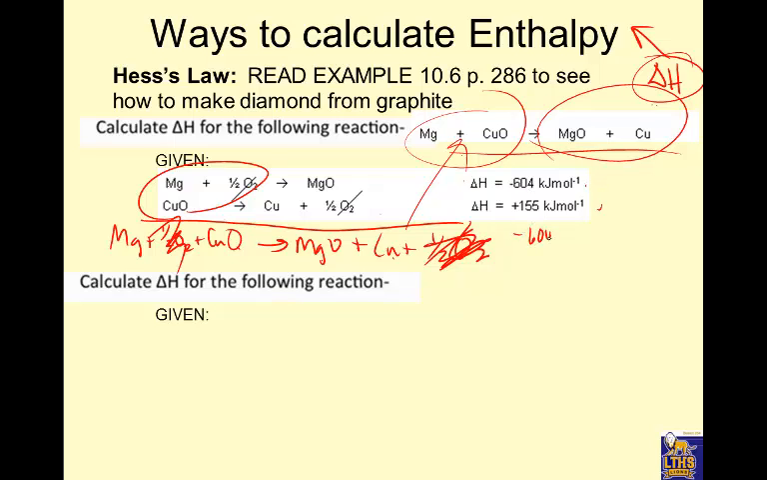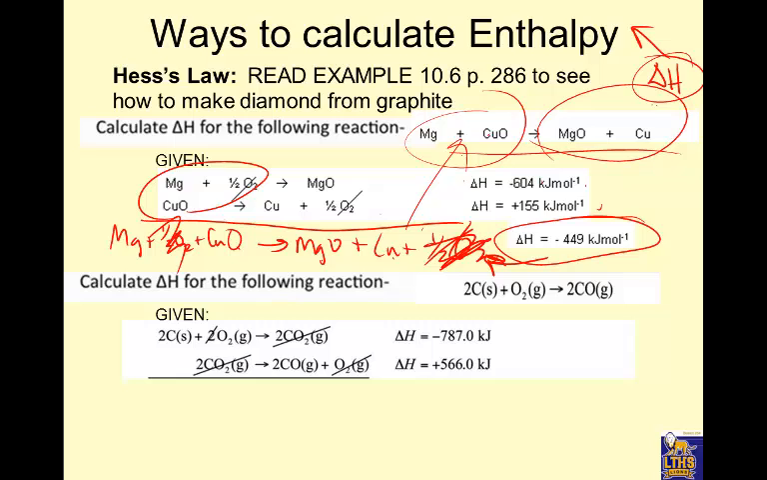Okay, so negative 604 plus positive 155, and we get negative 449 for the heat of this reaction, even though it doesn't matter how you get there, as long as you get there. It's a state function, so we could add those. Okay, what about this one?